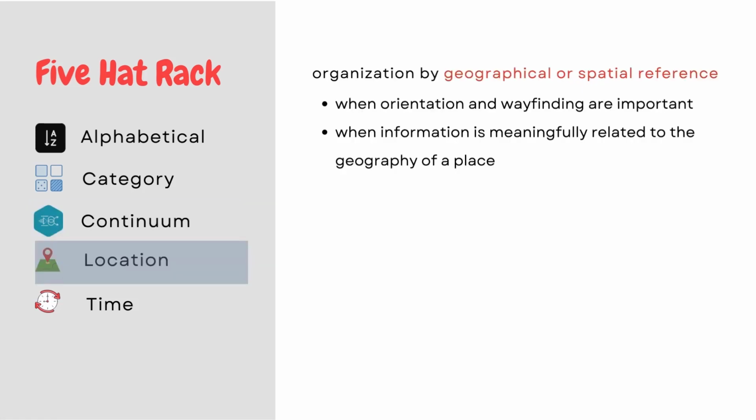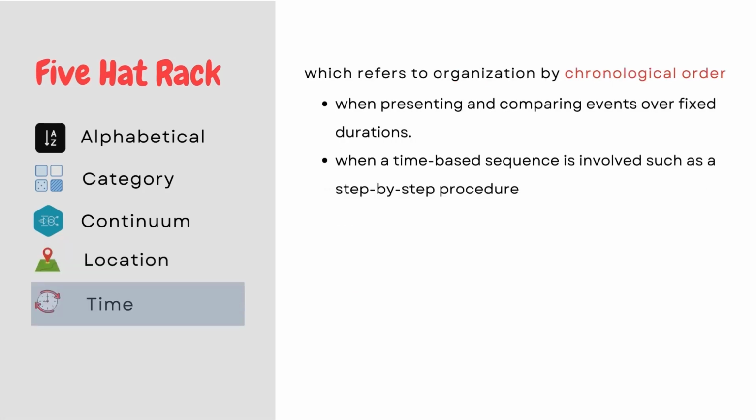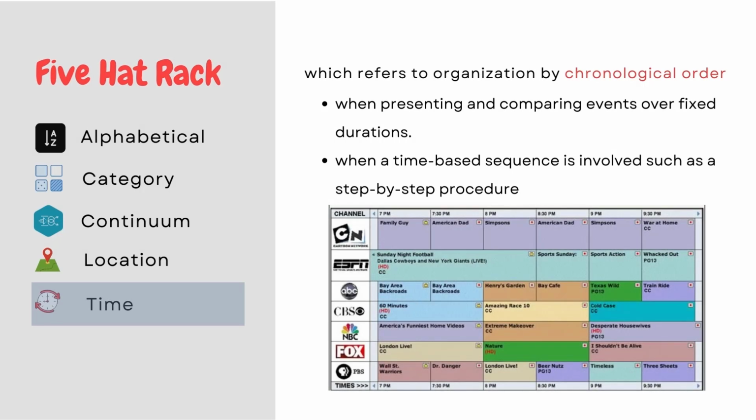Location refers to organization by geographical or spatial reference. Use it when information is meaningfully related to a geography or a place. Emergency exit maps and travel guides are often organized by geographical and spatial references. And time refers to organization by chronological order. Organize information by time when presenting and comparing events over fixed durations, or when a time-based sequence is involved, such as a step-by-step procedure. Timelines and TV guide schedules are usually organized by time.